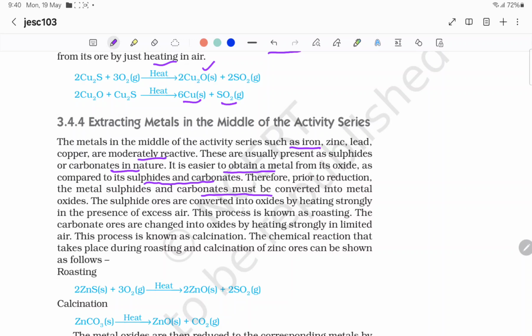The sulfide ores are converted into oxides by heating strongly in presence of excess air. This process is known as roasting. The carbonate ores are converted to oxide by heating strongly in limited air. This process is known as calcination.